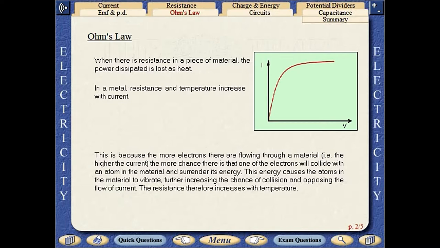In a metal, resistance and temperature both increase as current is increased. This is because the more electrons there are flowing through a material, the more chance there is that one of the electrons will collide with an atom in the material and surrender its energy. This energy causes the atoms in the material to vibrate, further increasing the chance of collision and opposing the flow of current. The resistance therefore increases with temperature.